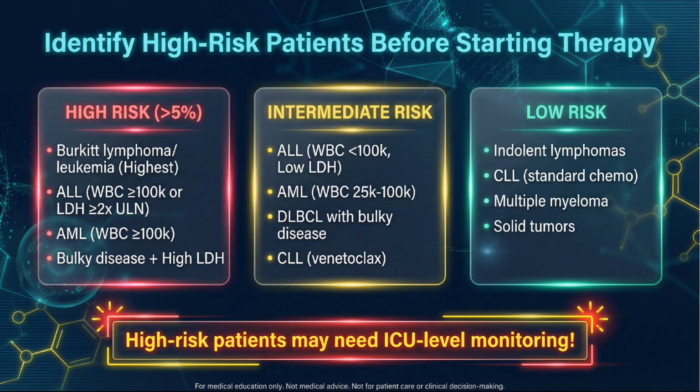The intermediate risk group includes all patients with a lower white count and LDH, AML patients with a white count between 25,000 and 100,000, and those with bulky, diffuse large B-cell lymphoma. Notably, patients with chronic lymphocytic leukemia, or CLL, being treated with venetoclax are also considered intermediate risk. Finally, the low-risk group includes patients with indolent lymphomas, CLL treated with standard chemotherapy, multiple myeloma, and most solid tumors.